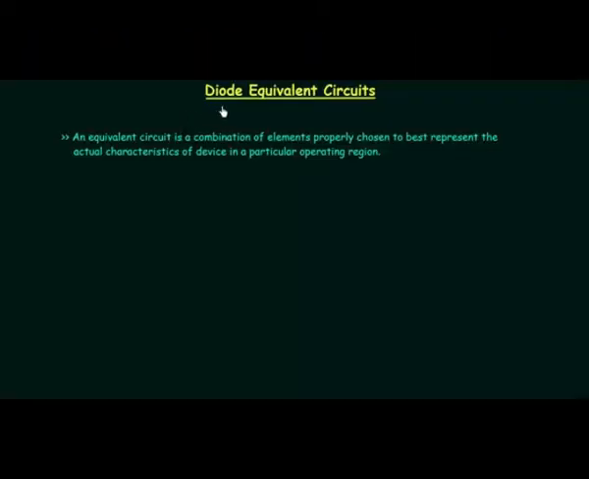In this lecture, I will explain diode equivalent circuits, but first we will try to understand what is an equivalent circuit. An equivalent circuit is a combination of elements like resistor, capacitor, inductor, etc. properly chosen to best represent the actual characteristics of a device in a particular operating region. So in an equivalent circuit, we choose elements like resistor, capacitor, inductor to best represent the actual characteristics of devices like diode, transistor, etc. in a particular operating region.